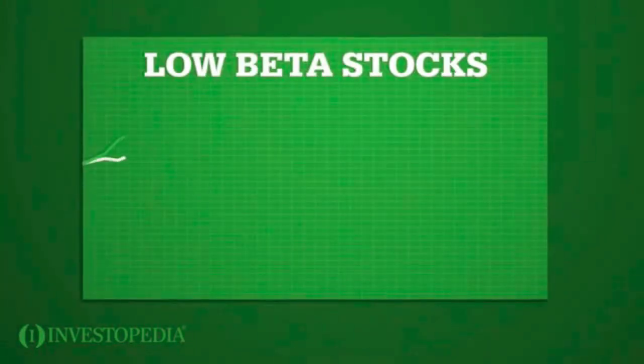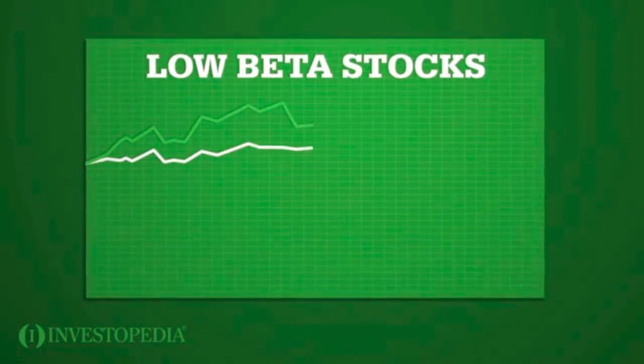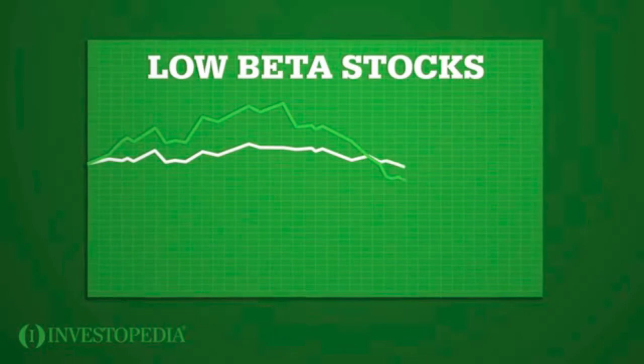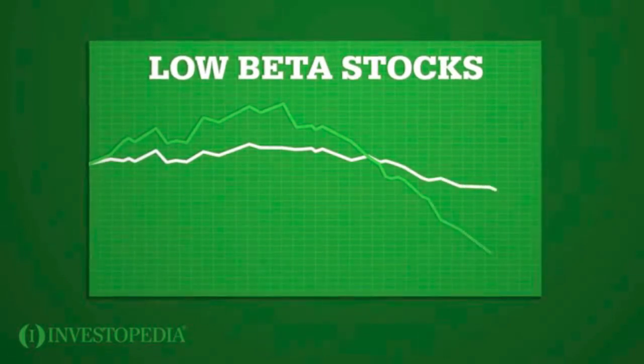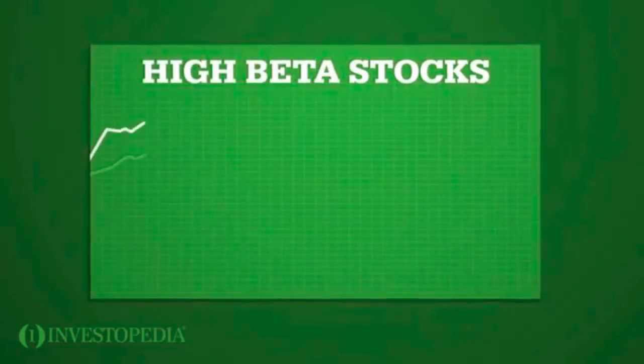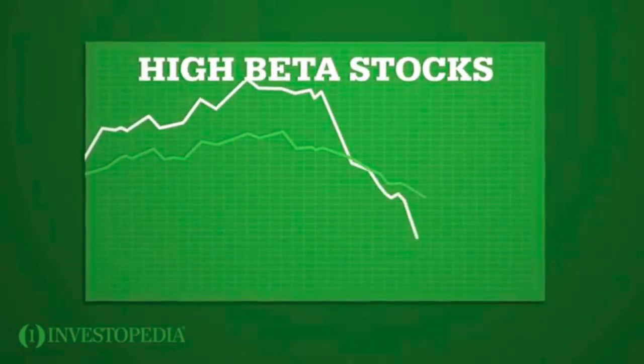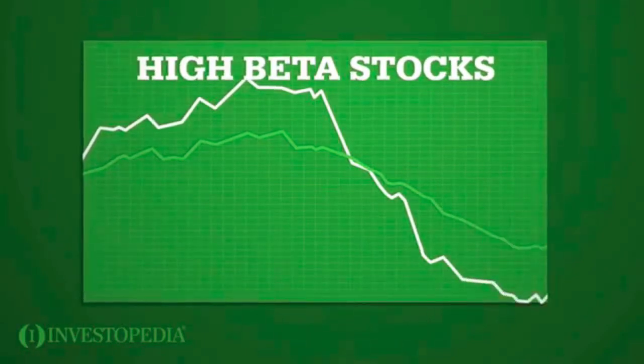Low beta stocks are stable. Their performance is weaker than the market as a whole when the stock market is strong, but when the markets drop, these stocks usually experience less dramatic declines. High beta stocks are the opposite. They outperform when the market's strong and fall further when the market declines.